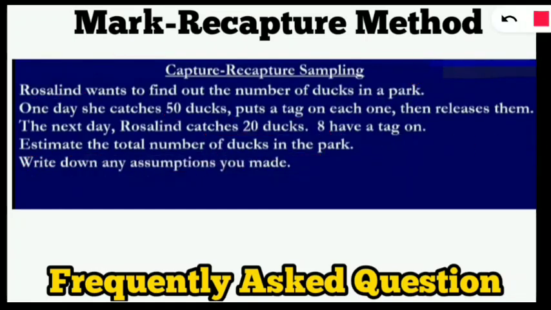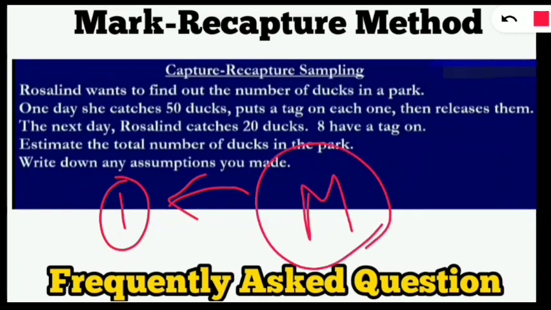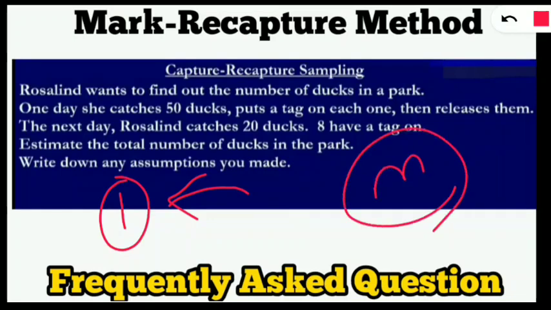It is very simple. Let us assume you have to find the duck population. On the first day you go and catch some ducks and put tags on them. This number of initial catches along with the tagging will be denoted as capital M. Then the next day when you come and catch ducks, the number of ducks having the tags on them will be denoted as small m.